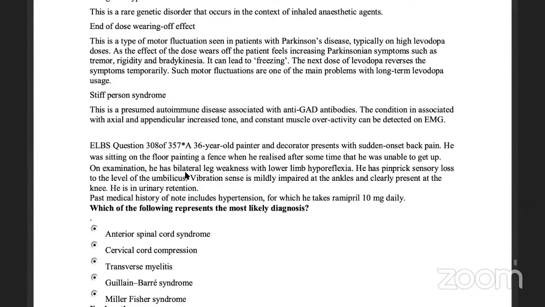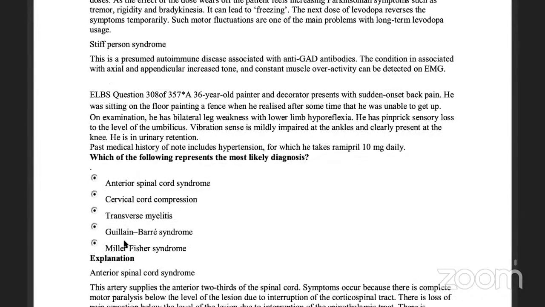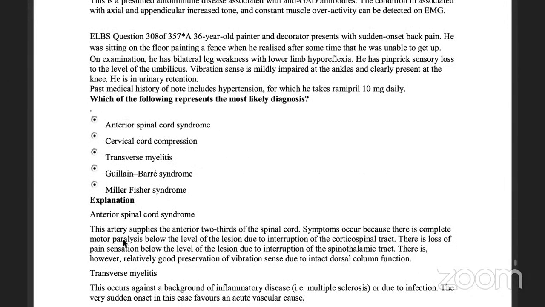So bilateral leg weakness with lower limb hyporeflexia and pinprick sensory loss at the level of the umbilicus. There is a sensory level, that's definitive. Vibration sense is mildly impaired at the ankles and clearly present at the knee. Urinary retention. Past medical history of note includes hypertension, treated with ramipril. The most likely diagnosis: anterior spinal artery syndrome, cervical compressive myelopathy, GBS, Miller Fisher, transverse myelitis, or spinal cord syndrome.